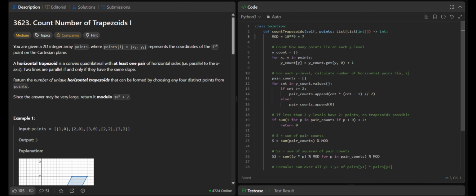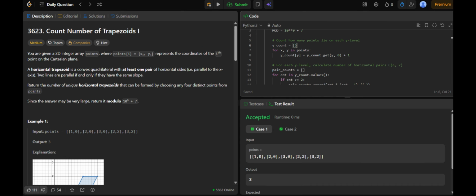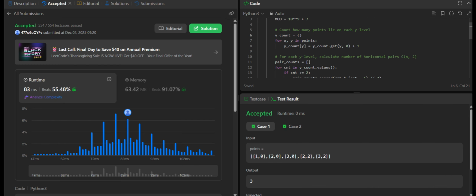Alright, now that we've built the logic and written the code, let's go ahead and submit our solution. We grouped all the points by their y-coordinates, calculated how many horizontal pairs each level can form, and then used a neat combinatorial formula to count all possible trapezoids across different y-levels. The solution runs in linear time, uses only a single pass to gather counts, and avoids all brute force checks of 4 points, making it efficient even for inputs as large as 100,000 points. Let's hit submit. And there we go, accepted. Our code successfully handles all edge cases, performs the modulo operations correctly, and efficiently computes the number of unique horizontal trapezoids.